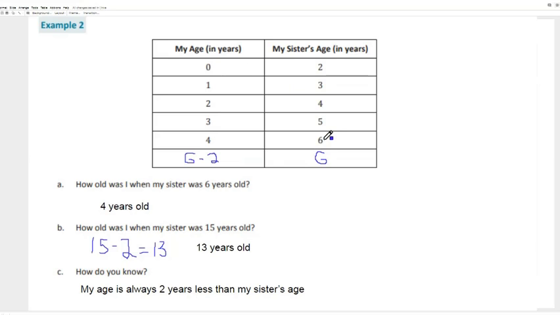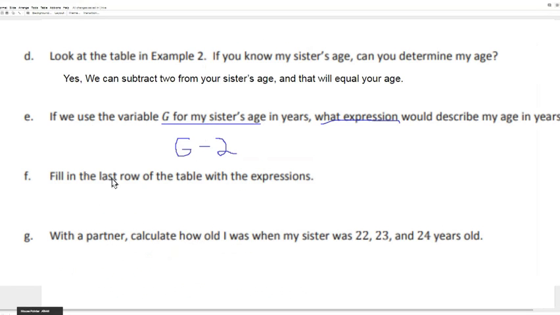So if my sister is 6, of course, that's our g. 6 minus 2 is our 4. If my sister's age is 5, g is 5, g minus 2 is 3, and so forth. We can continue doing that. All right, so we did the next step, and we filled out the last row of the table.